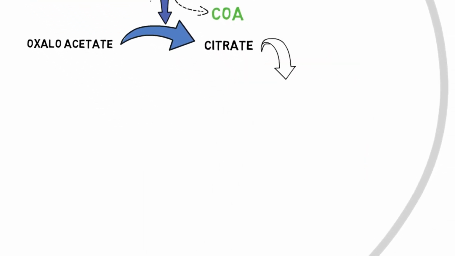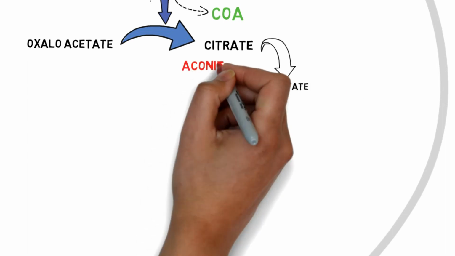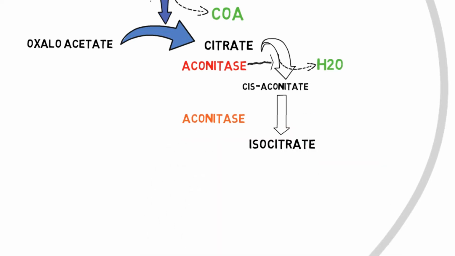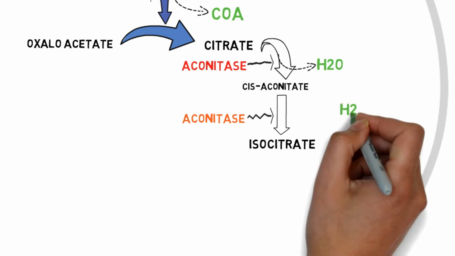Now, citrate is converted into cis-aconitate, and this reaction is catalyzed by aconitase. During this reaction, water is expelled from the reaction. Now, cis-aconitate is converted into isocitrate. Again, aconitase catalyzes the reaction and water is added.